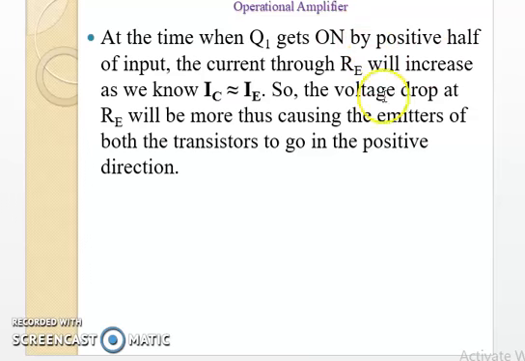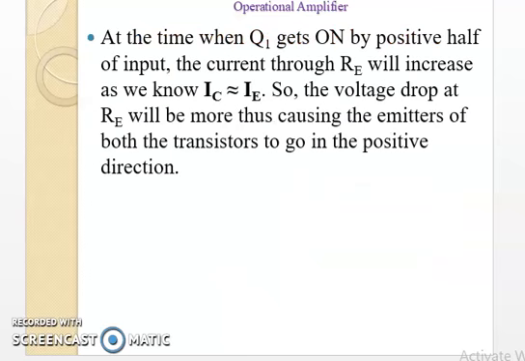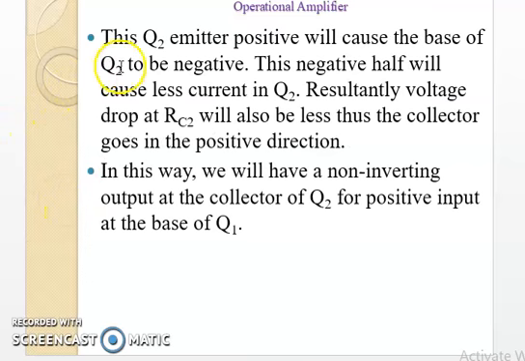This positive Q2 emitter will cause the base of Q2 to be negative. This negative half will cause less current in Q2. Resultantly, the voltage drop at RC2 will also be less, thus the collector goes in the positive direction. In this way, we will have a non-inverting output at the collector of Q2 for positive input at the base of Q1. Here you see the output is positive, in phase we say with the input, at the collector of the transistor Q2.